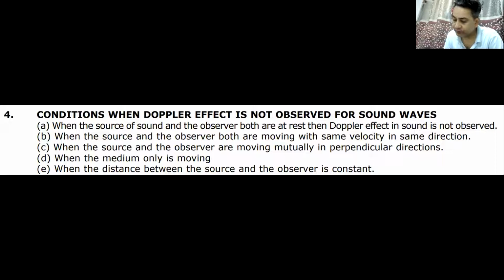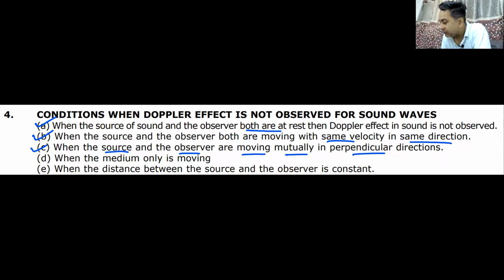Then let us also mark those cases where you will not observe any Doppler effect. Some points may be common. When the source and the observer both are at rest, there is no Doppler effect. If they are moving with the same velocity, and when I say same velocity, it also implies same direction, no Doppler effect is observed. Third case, which was not discussed there: when the velocities of the source and the observer are in mutually perpendicular directions, one moving here, one moving here, perpendicular, you will not observe any Doppler effect.